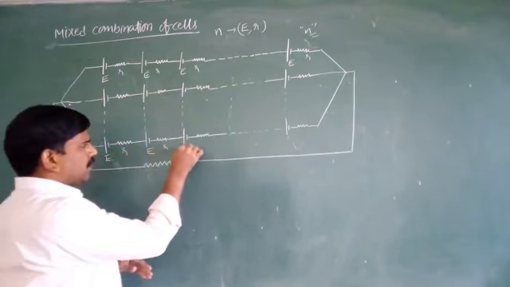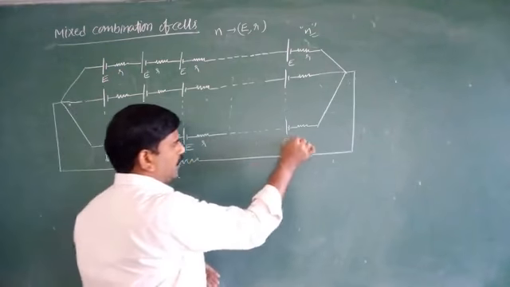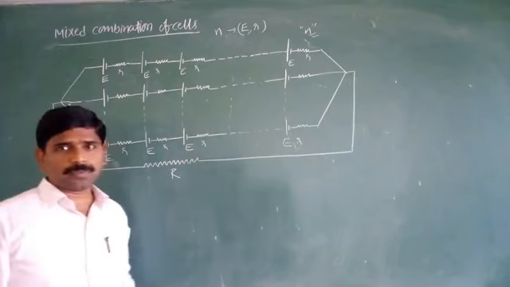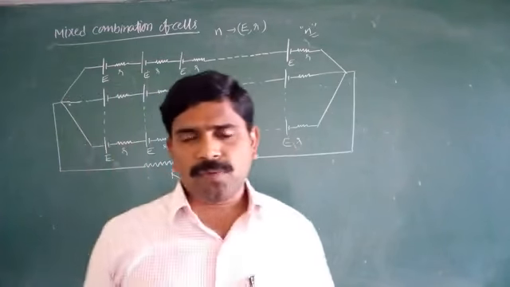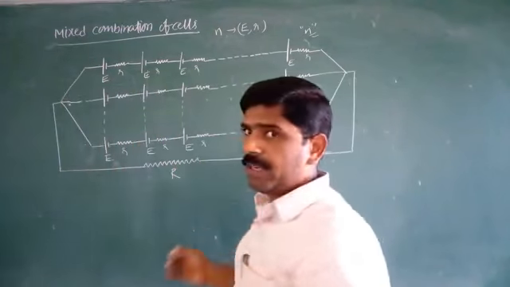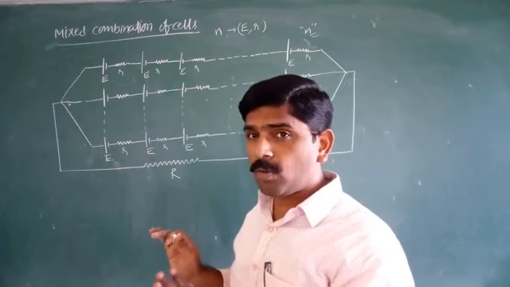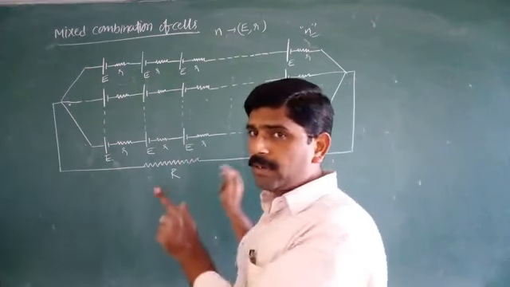All are identical cells. Here EMF is E, internal resistance is R. No need to represent here. Right now, what is the equivalent EMF for this mixed combination?